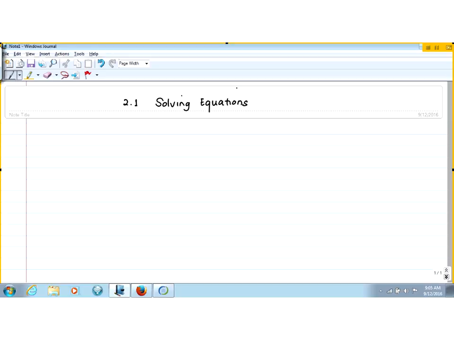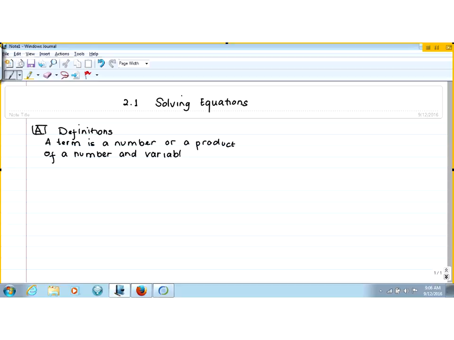So, let's talk about terms, which you already know. Terms, definition. How would you define a term? So, what is a term? A term is a number or a product of a number and variable, raised to power sometimes. Variables raised to powers.